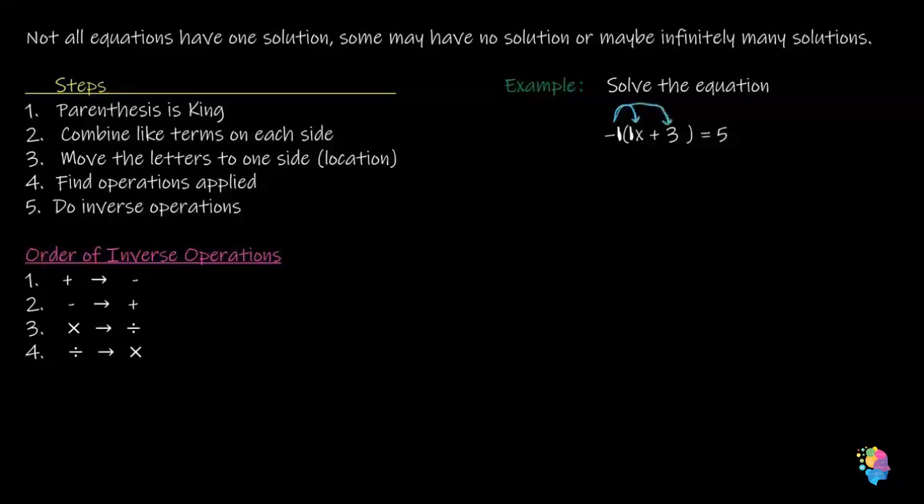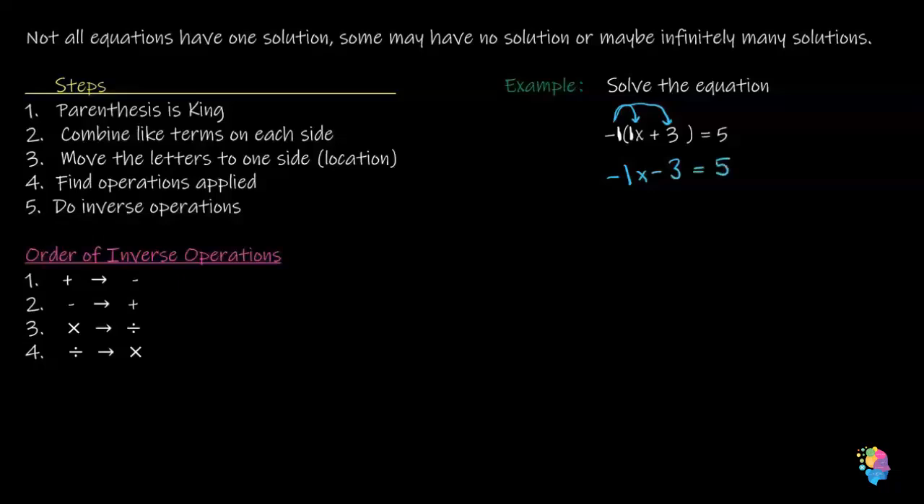So 1 times 1 will be 1. And because they're different signs, that will be -1. Bring down the variable. Now 1 times 3 will be 3, and because they have different signs, that is also going to be negative. On the right side, I have a 5.